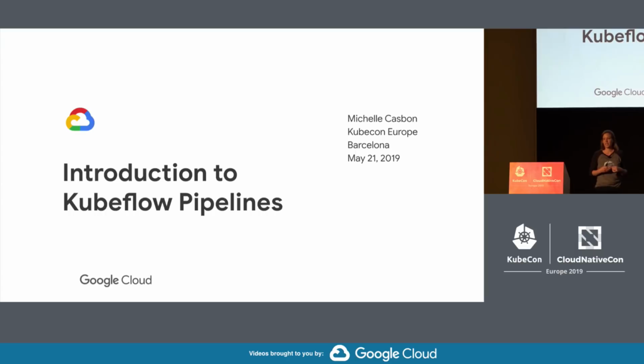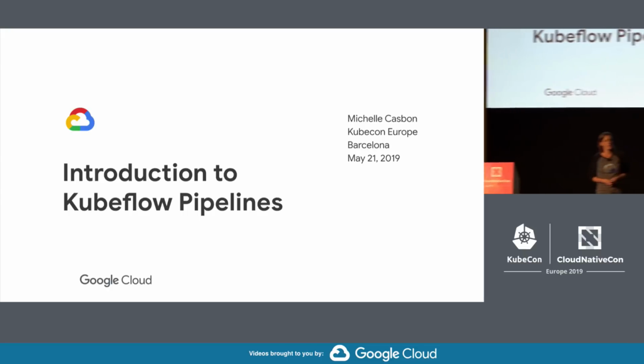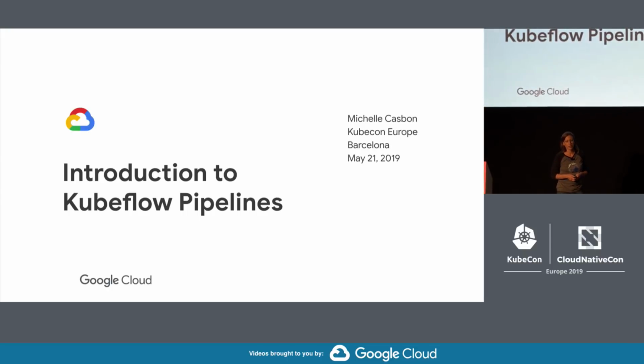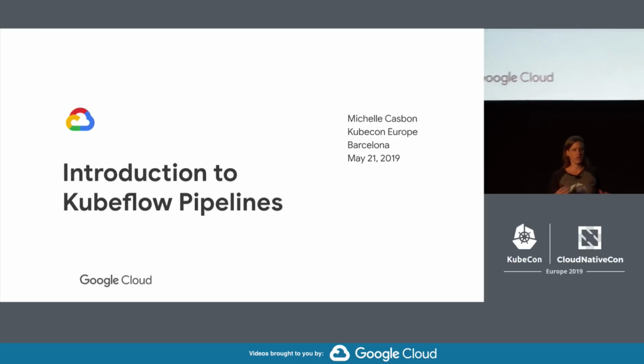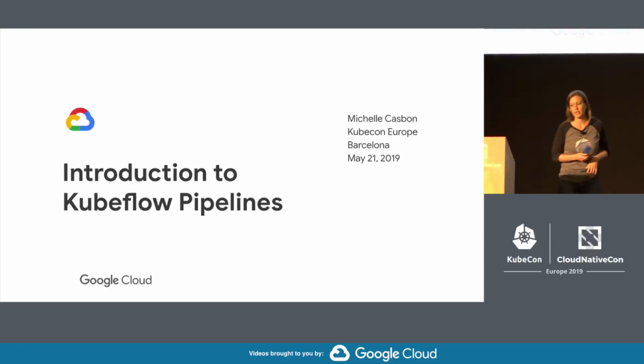So my name is Michal Casbon. I'm an engineer at Google on the Kubeflow team, and I've been there for about a year and a half. So to give you a sense of where I'm coming from, before I joined Google, I was head of data science at a startup in San Francisco. Before that, I was a data science engineer, and for about a decade before that, I was a data engineer in various enterprise companies. So that's my background. I'm coming from a sort of engineering, data engineering / data science background.